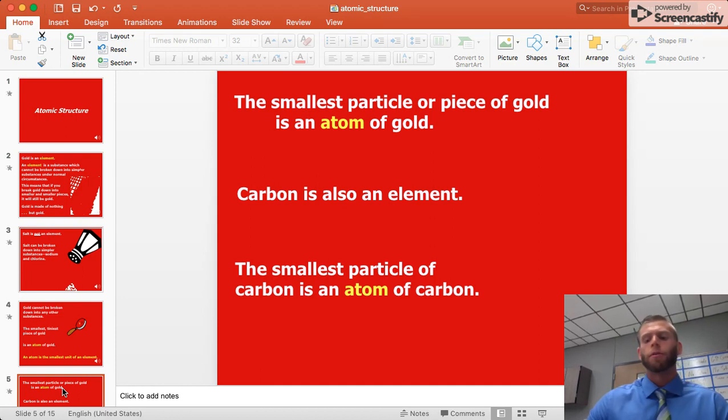Carbon's another example of an element. There's oxygen, hydrogen, there's tons of them, right? About 100, a little over 100. The smallest particle of any element, but in particular carbon, is called an atom of carbon.